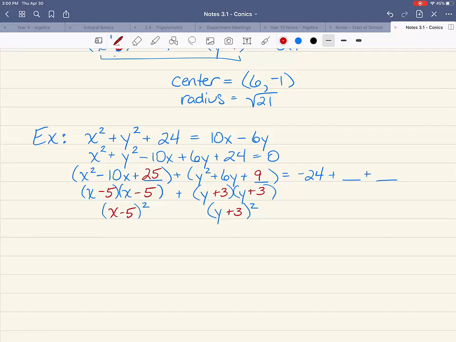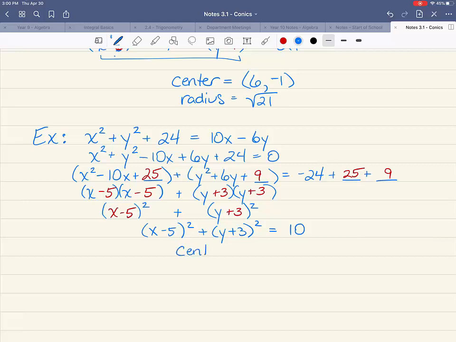But I forgot to do the other side, so whatever you put in the two blanks on the left, these two numbers here, they must also go over here to keep your equation balanced. So 25 goes here and 9 goes here. So now we're ready to write our final answer. It's going to be x minus 5 squared plus y plus 3 squared equals negative 24 plus 25 is 1, plus 9 is 10. And now we are in graphing form.